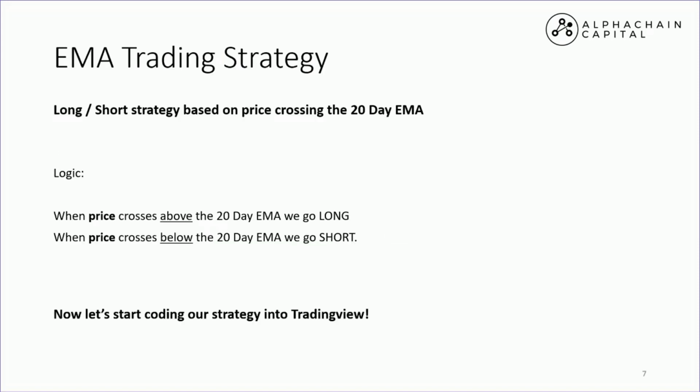Okay, and now on to the actual strategy, the EMA Trading Strategy. So this is the strategy which we're going to be implementing. The strategy is always in the market. It's either long or short, based on the price crossing the 20-day exponential moving average. Okay, so we're waiting to see when the price crosses above or below the 20-day EMA as a signal to trade. The logic: when price crosses above, we go long. When price crosses below, we go short. Very simple strategy.